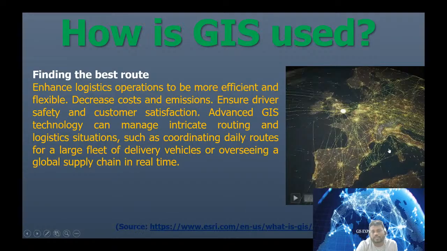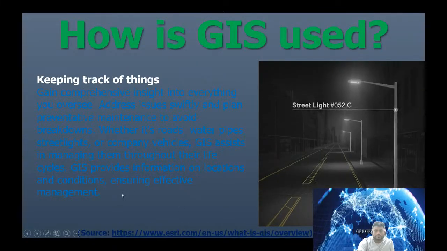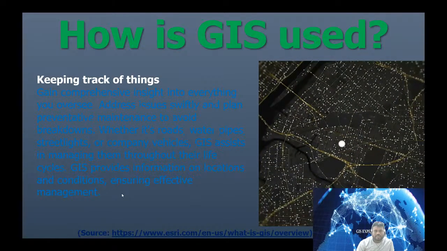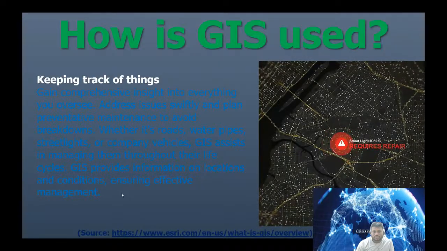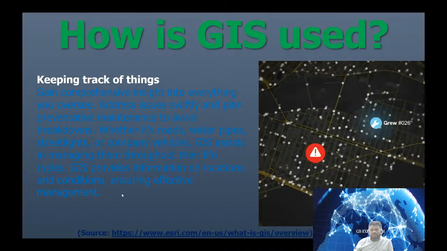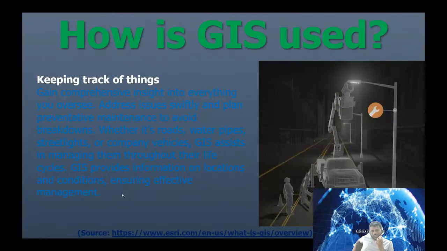So from here to here, which one is the best route, and which is the shortest and the fastest route? From the GIS algorithm or GIS function, you know the best route, which is the shortest and fastest. So this is working. Now, keeping track of things. See in this video, and you can understand how to keep track of things.